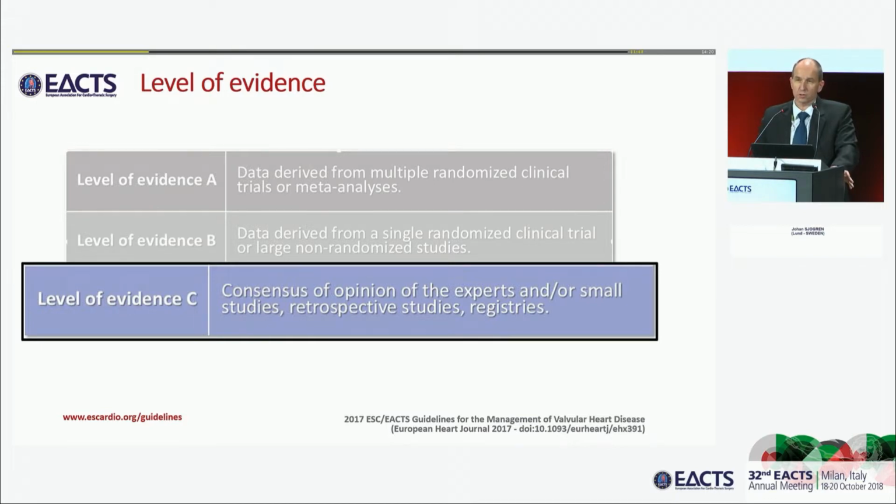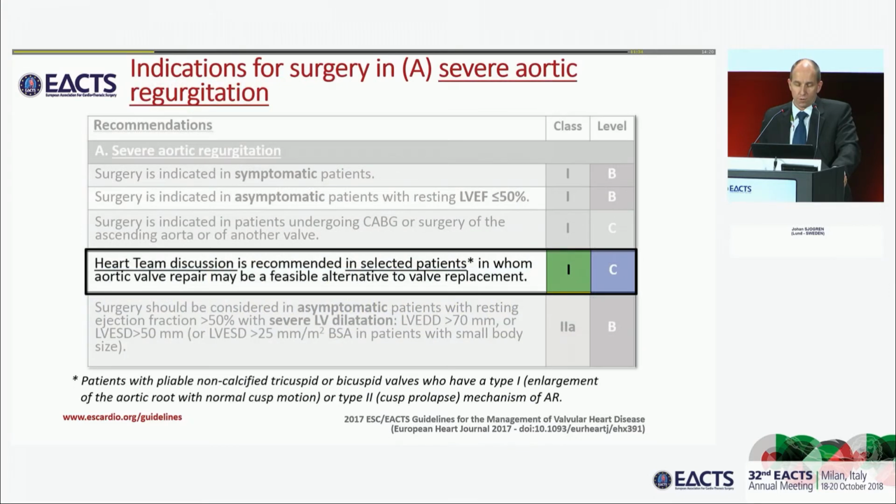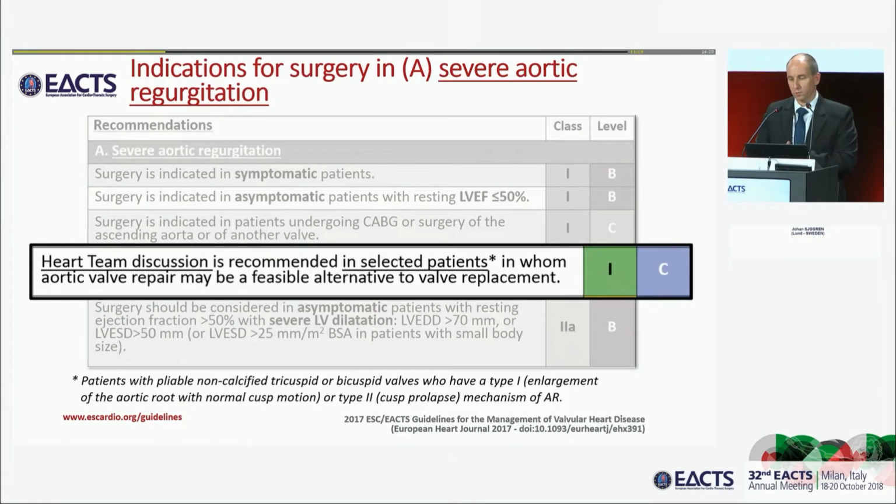But as I said, there are hundreds, maybe thousands of hours spent to produce a new guideline. So you can lean on that when you want to choose the procedure, if it's going to be aortic valve repair or aortic valve replacement. If we look at what's written when it comes to aortic regurgitation, because this is a session about aortic valve repair, so far the standard procedure is aortic valve replacement. But as you can see in the guidelines, there is a recommendation, 1C, that a heart team discussion is recommended in selected patients in whom aortic valve repair may be a feasible alternative to valve replacement.